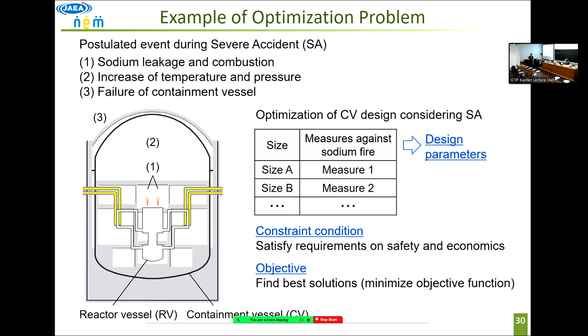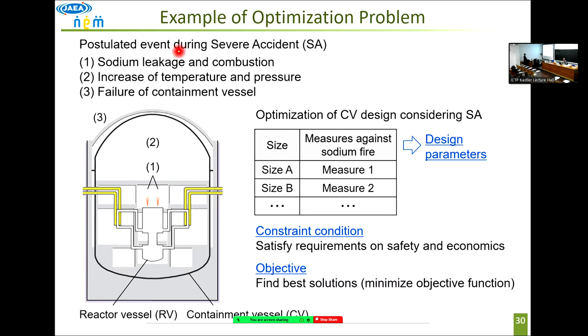Then after that we assess, for instance, the sodium fire, and if it's not so good from the viewpoint of temperature and pressure, we put some additional equipment as a countermeasure for the severe accident. But from the viewpoint of efficient development of the design, maybe even in the design phase, we take both effects into account automatically. For instance, if we put in a large containment, it may be okay, but it's a little bit costly.